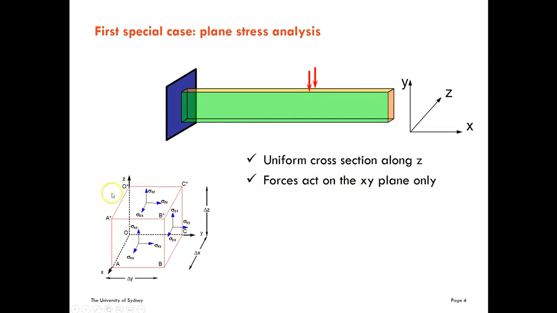So this is the diagram that represents all the components of the stress, and this is the z direction. If the forces in z are equal to 0, you can see here that sigma zz is going to be 0, sigma yz is going to be 0, and sigma xz equal to 0. So all the components of sigma with one z are going to be 0. In summary, these three components are going to be 0 because the forces are only in the xy plane. So this is the main assumption in the plane stress analysis.